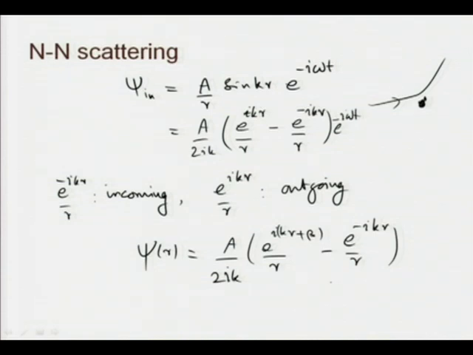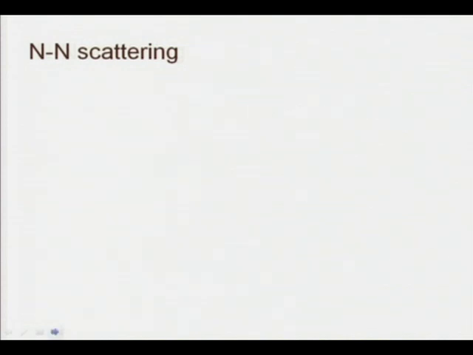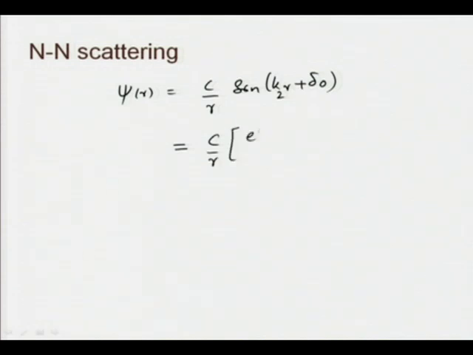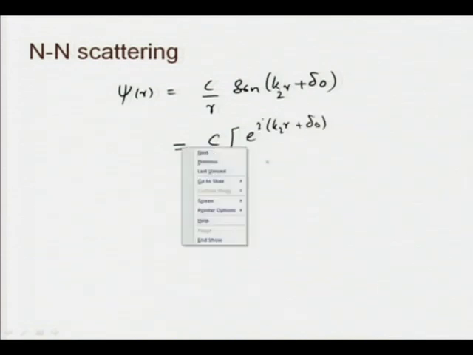So this is the only thing that happens when we have scattering of a quantum mechanical wave function like this. Now from this angle, when we look at the wave function that we had written down, which we had obtained using the scattering of the square well potential, we had written this as C over r sin of k2 r plus delta 0. This is essentially equal to, or you can write this as e power I k2 r plus delta 0 divided by r.